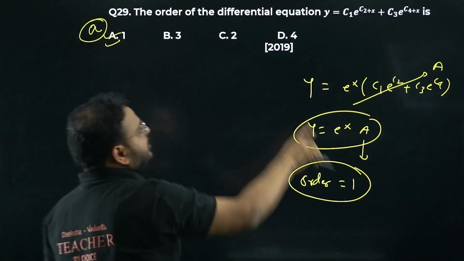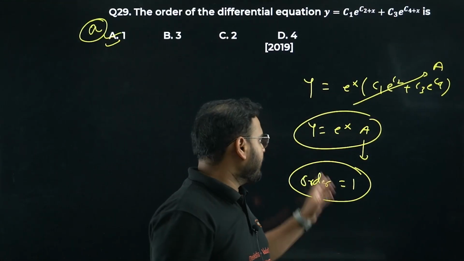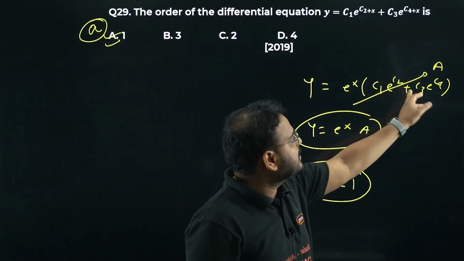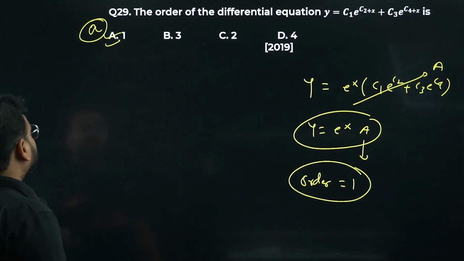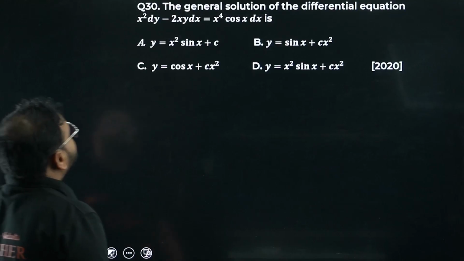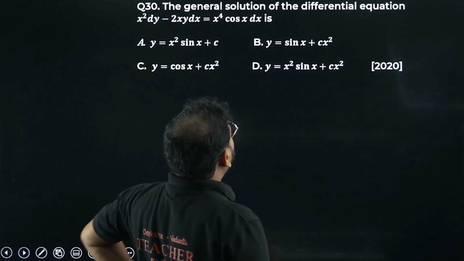Even though it looks like more than one constant, actually it's going to be only one if you combine all these constants, c1 e power c2, c3 e power c4. It's one constant a. So answer is option A, 1. 30 now. General solution of the differential equation.